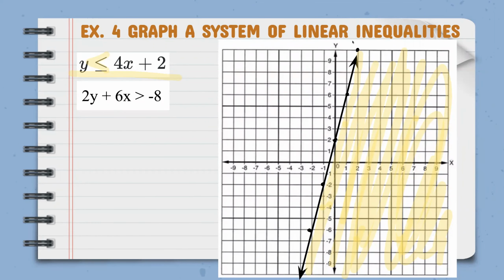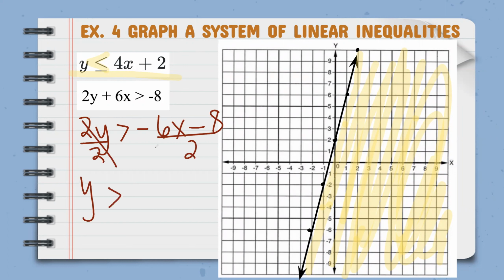Now let's move on to the next one. Let's choose this red color. This is not in slope-intercept form, so I'm going to change it. I'm going to subtract 6x from both sides, and I'm going to divide both sides by 2. And I get y is greater than -3x minus 4. Notice how I didn't flip the sign because I did not divide by a negative. So now I start at -4. It looks like my slope is -3, so I can go -3 over +1, or I can rise 3 and run -1.